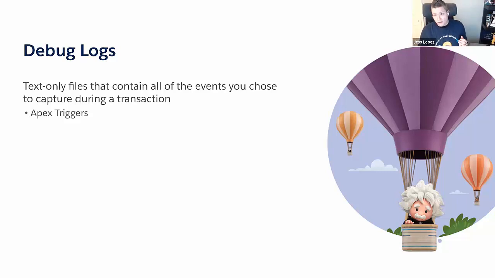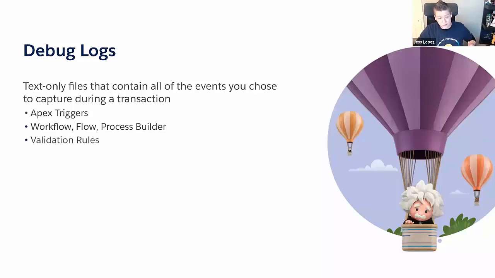In that debug log, you'll find all sorts of information about Apex triggers, Apex code, and Apex classes that got called as a result of the triggers firing. Declarative automation is definitely in here, so workflow, flow, and process builder. Validation rules, duplicate detection, all sorts of gems are in these debug logs.